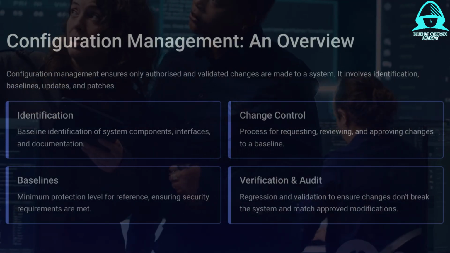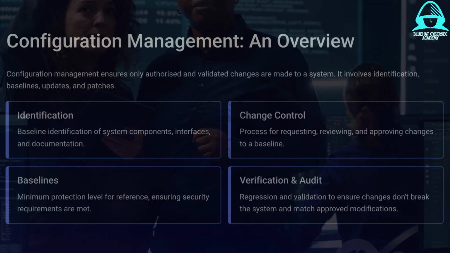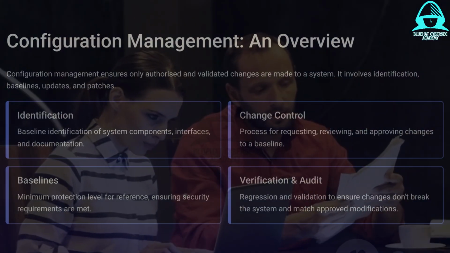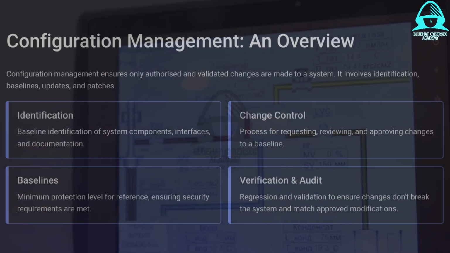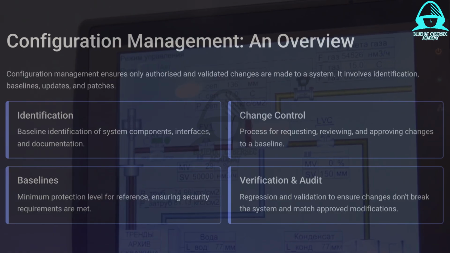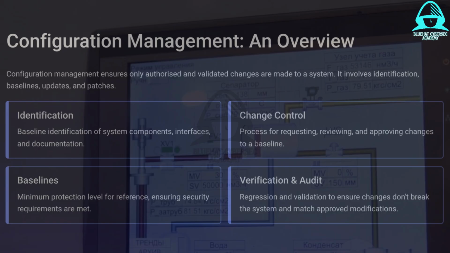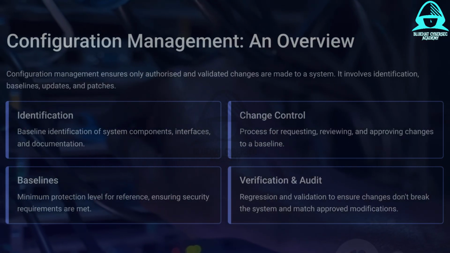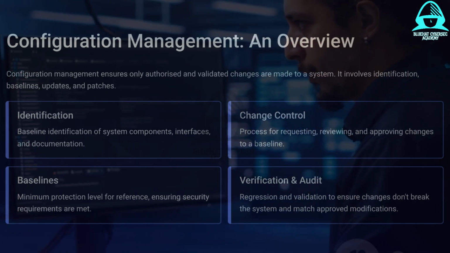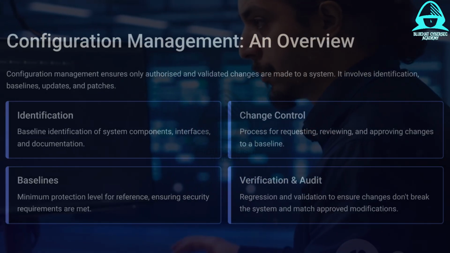Configuration management is a process and discipline used to ensure that the only changes made to a system are those that have been authorized and validated. It is both a decision-making process and a set of control processes. If we look closer at this definition, the basic configuration management process includes components such as identification, baselines, updates, and patches. Now let's move on to the first component, which is identification. Identification involves the baseline identification of a system and all its components, interfaces, and documentation.